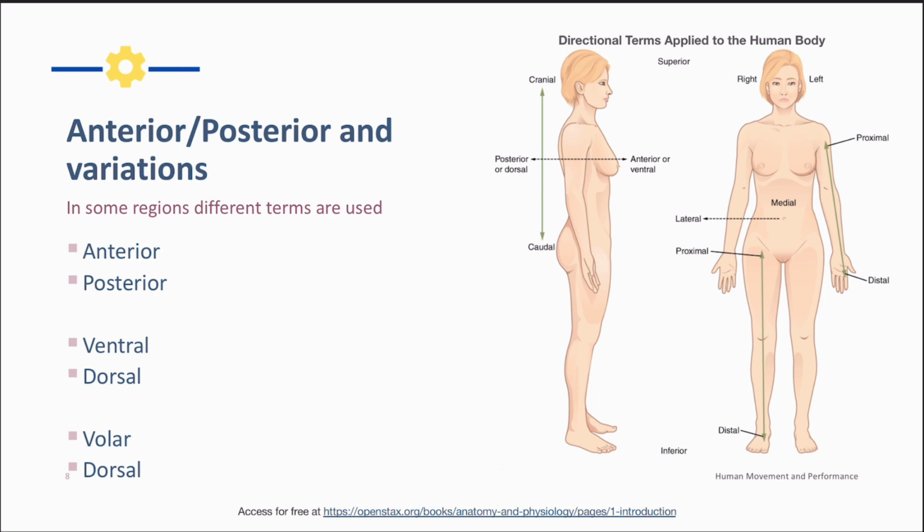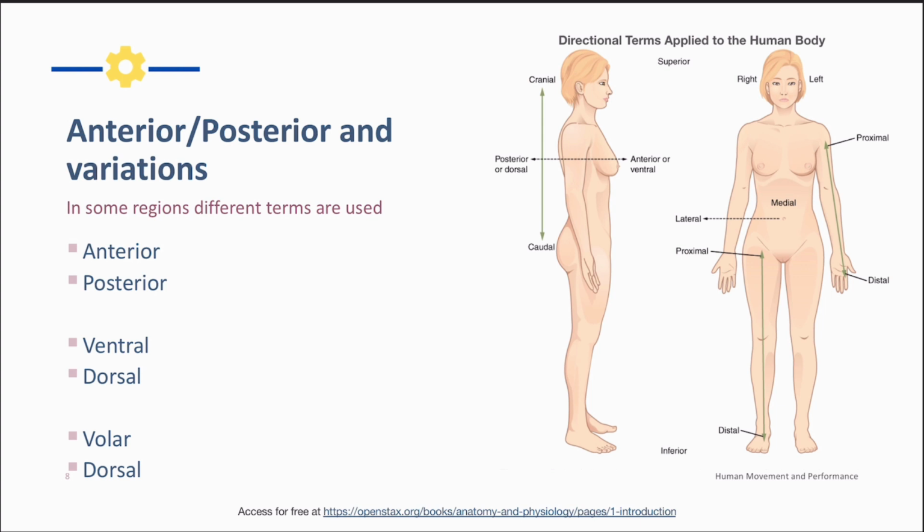So the first directional term is anterior and posterior. And we're going to see that sometimes different terms are used in different regions of the body. In general, anterior and posterior can be used throughout the body. Anterior refers to the front of the body, posterior the back of the body. But sometimes we'll see terms like ventral and dorsal used in relation to the axial portion of the body, with ventral relating to anterior and dorsal being the back. I always think of dorsal as the dorsal fin on a shark, so that's the posterior aspect of the shark.